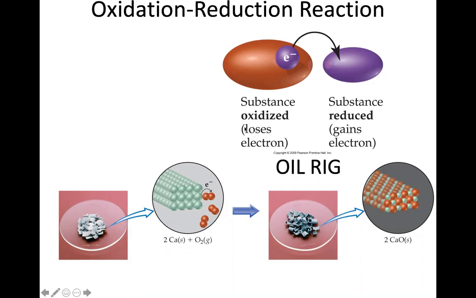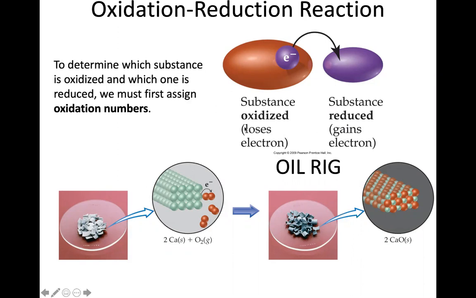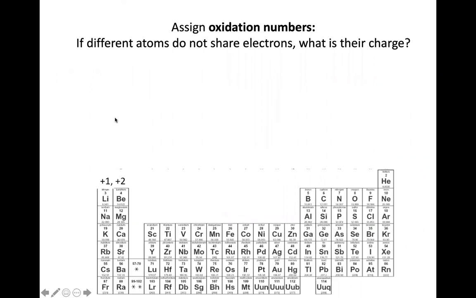Now, in order to make sense of these reactions and determine whether something is gaining or losing electrons, we need to have a numbering scheme to do this. We need to first identify what are called the oxidation numbers for the different atoms that are present. And with that information, we can track through and determine whether something is gaining or losing electrons. So our first step begins with assigning oxidation numbers. The general idea with oxidation numbers is, if you have different types of atoms and they don't share the electrons in the compound, what would their charge be? That's the question we're asking with oxidation numbers.